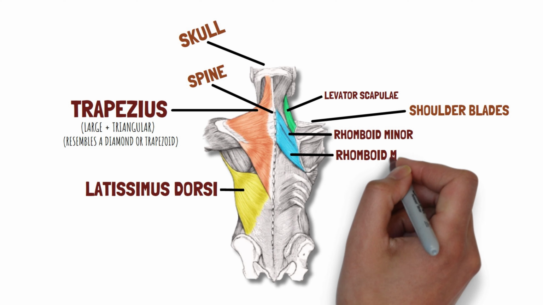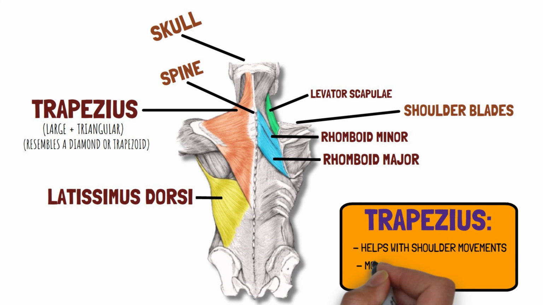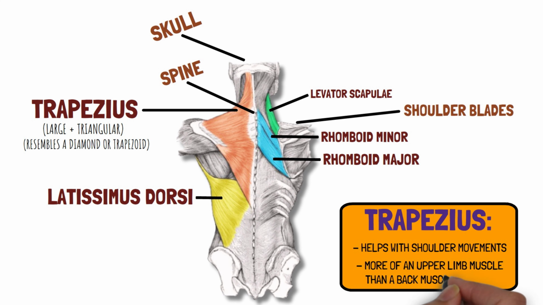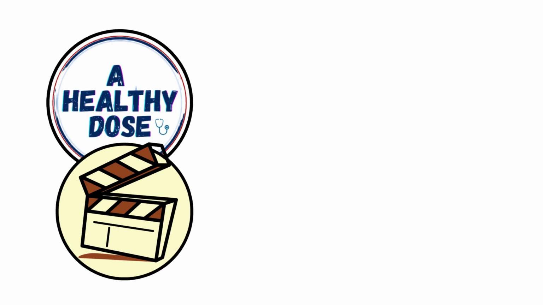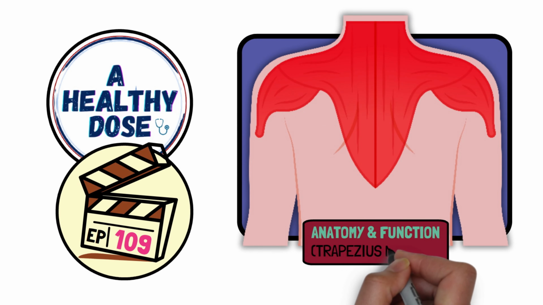Even though it's in the back, the trapezius mainly helps with shoulder movements, so it's considered more of an upper limb muscle than a back muscle. On this episode of A Healthy Dose, we will discuss the detailed anatomy and function of the trapezius muscle.